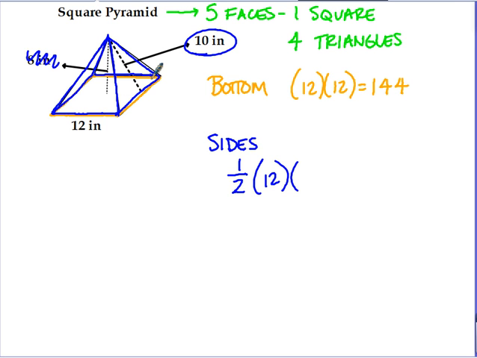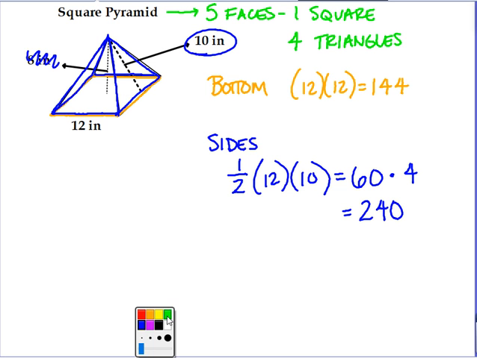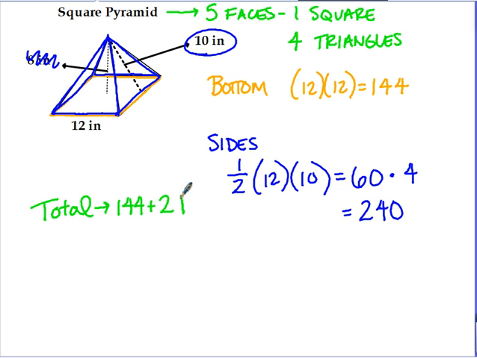So I'm going to take this 1/2 times 12 by 10, and that's going to give me 60 for just one triangle. But now I need to multiply that by 4 because there's 4 of them. So that's going to be 240 for all of my 4 triangles. So now to get my total, I'm just going to take 144 plus 240, and that's going to give me my total of 384. And again, that's going to be square inches.